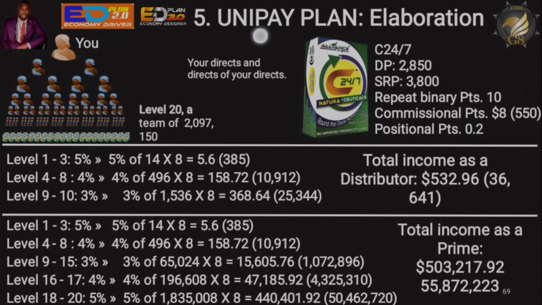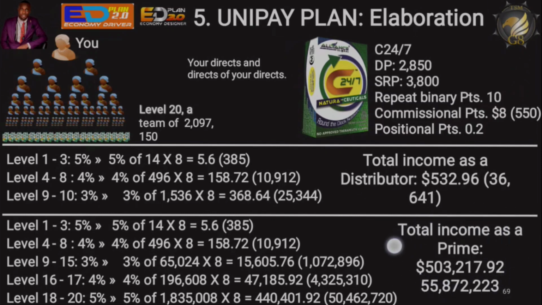single product from the company, for example, they decide to reorder this one box of C24/7. If you do not have a rank, you're going to be able to make an extra $532 that month. But if you have a rank and you have unlocked the prime rank and you have a big team, like a team of, let's say, 2 million people, that maybe you've acquired in the next 10 years, or 5 years, or maybe 7 years or 15 years, you're going to be able to earn up to $500,000.